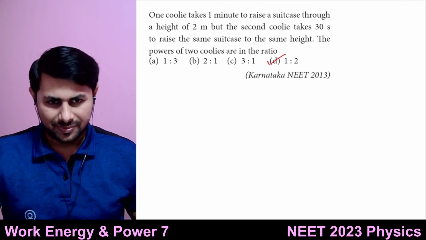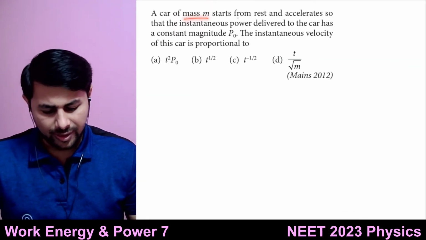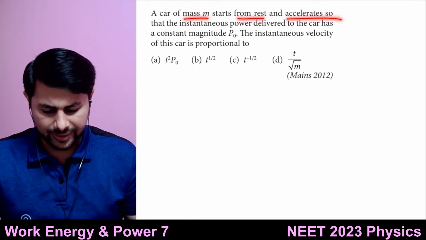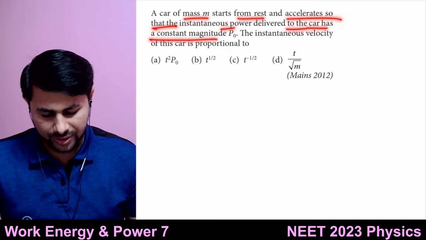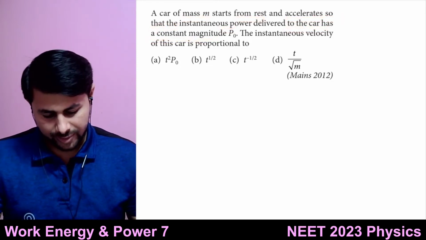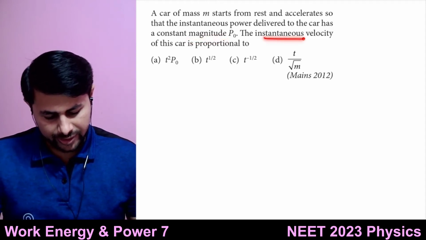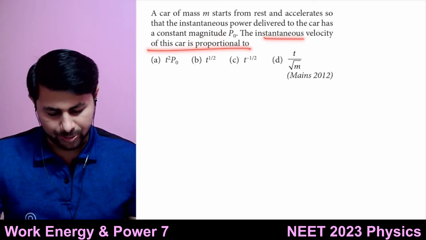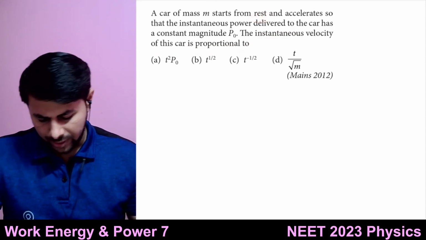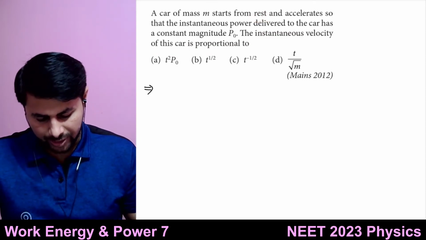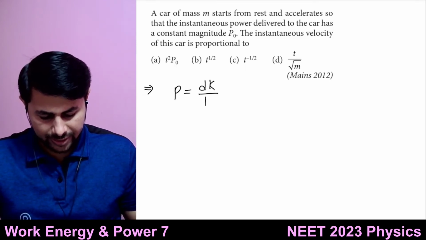Okay. Next question. A car of mass m starts from rest and accelerates so that the instantaneous power delivered to the car has a constant magnitude P naught. So again, it is a constant power question. The instantaneous velocity of the car is proportional to what? So it starts from rest, and we have seen this formula for the power. So power is equal to what? Rate of change of kinetic energy with respect to time.